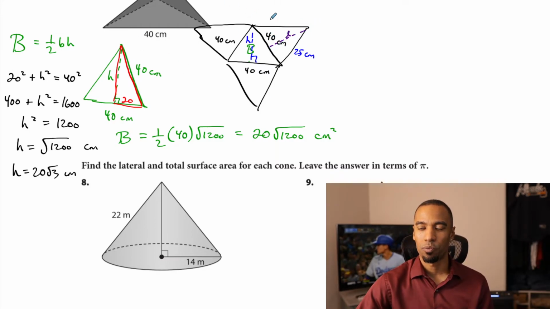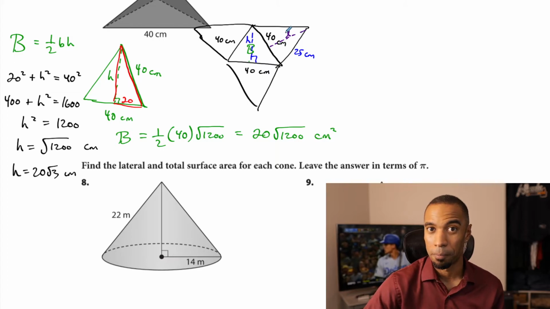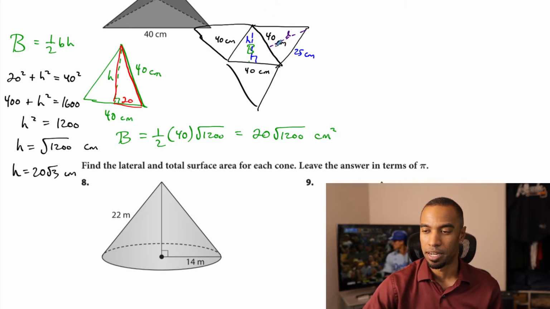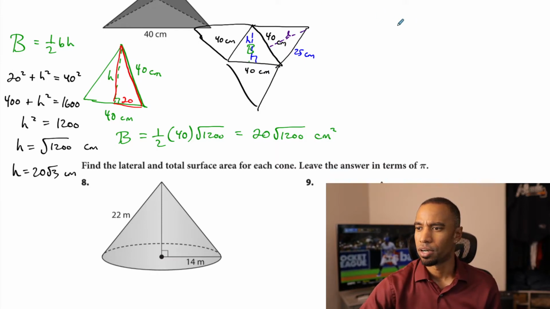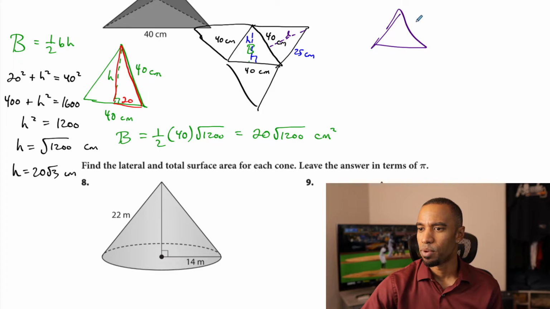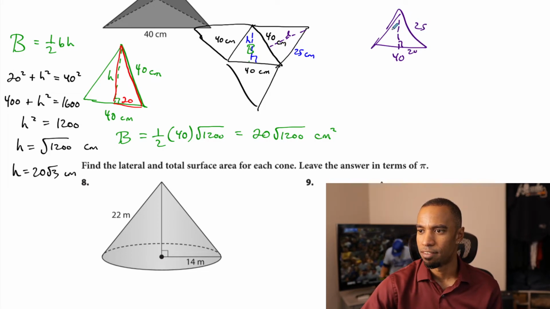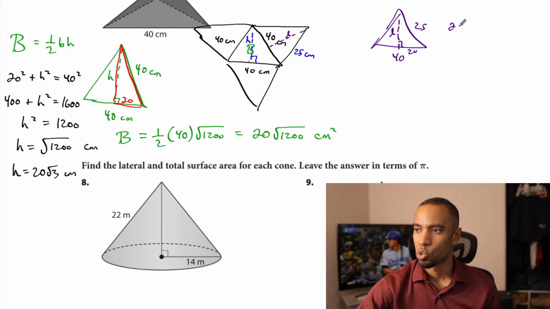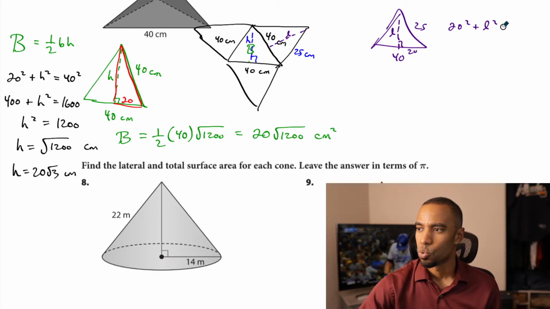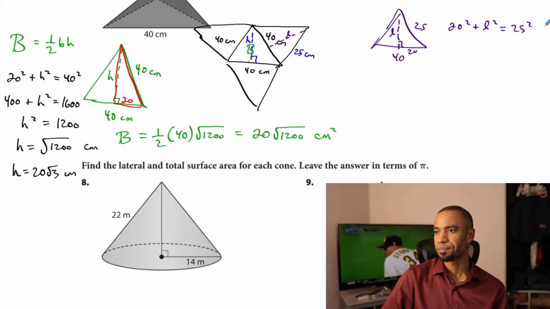Slant height, on the other hand, we once again have to use Pythagorean Theorem. And this one, thankfully, looks like it's going to be an integer value. So in this slant height principle right here, we have once again another triangle, but this time we have 25 going on. And then this 40 gets broken into 20 right there. So we have 20 with 25 and this unknown slant height. So that's 20 squared plus L squared equals 25 squared. Like that. Okay.